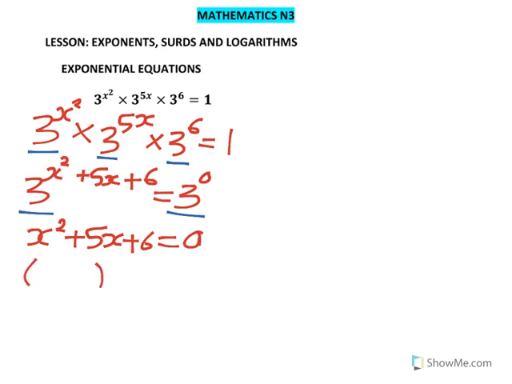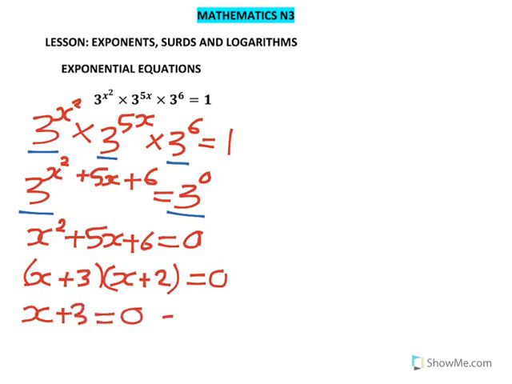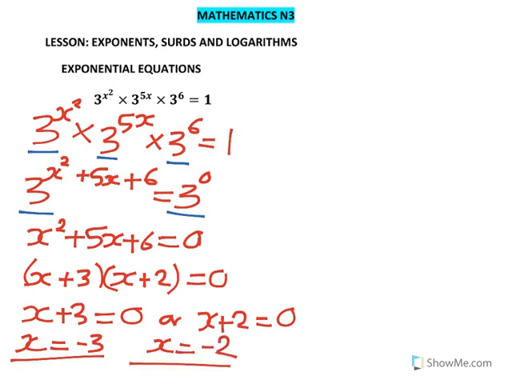When you use the product and sum method to solve this one, you will have x plus 3 this time and x plus 2 equal to 0. x plus 3 is equal to 0, or x plus 2 is equal to 0. Therefore, x is equal to minus 3, or x is equal to negative 2.